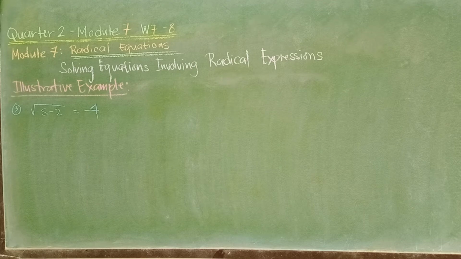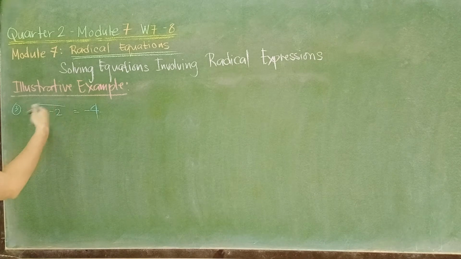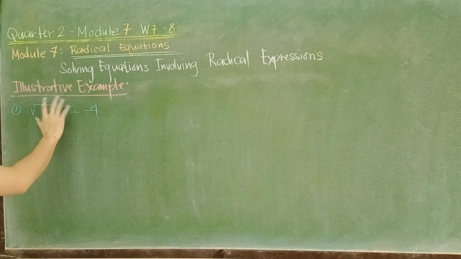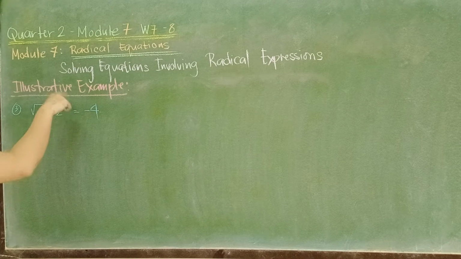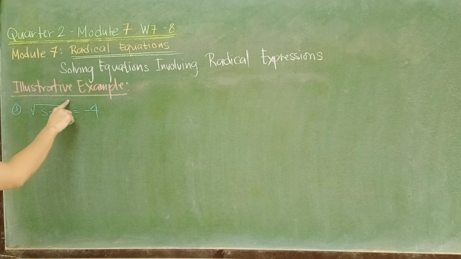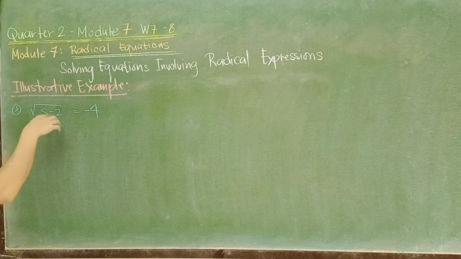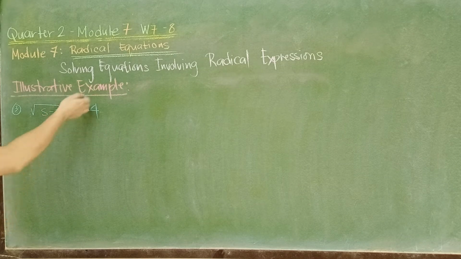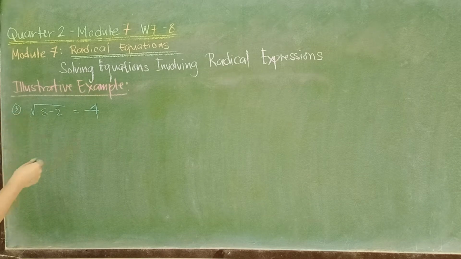Next, for number 3, we have square root of s minus 2 is equal to negative 4. So again, yung first step is to isolate yung radical sign dito sa may isang side. So dito sa may left side, since wala ka nang term na pwedeng i-transpose sa kabila, since yung s minus 2 is lahat nakalagay sa loob ng radical sign, wala ka dito transpose. So diretso mo na dun sa step number 3, wherein i-square mo yung both sides.